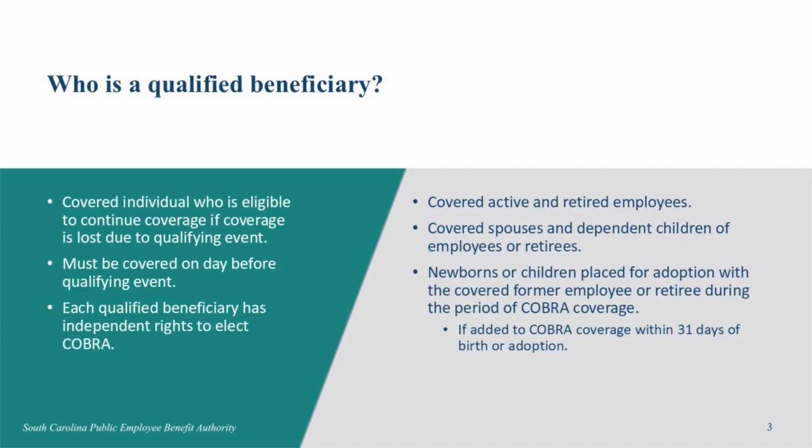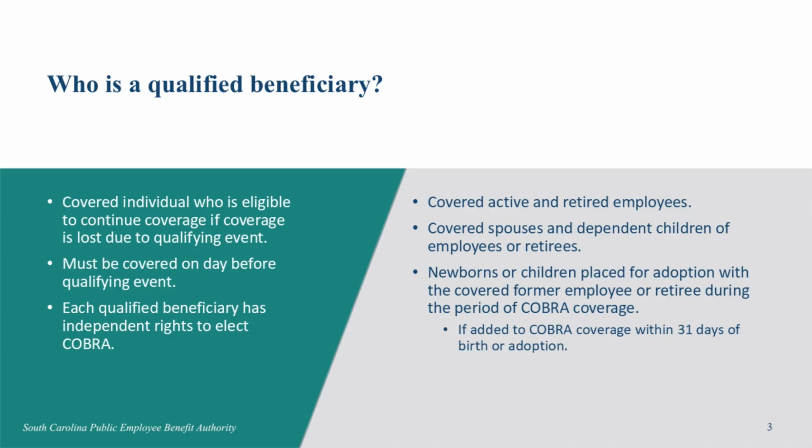A qualified beneficiary is an individual who is covered by a group health plan on the day before a qualified event occurred, causing the loss of coverage. This includes health, dental, vision, and/or medical spending account coverage. Each qualified beneficiary has independent rights to choose COBRA. This means when multiple individuals, such as the employee, spouse, and dependent children, lose coverage due to the same qualifying event, each can choose different coverages.